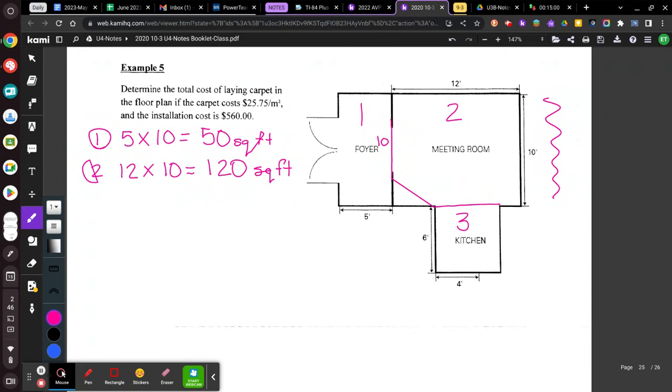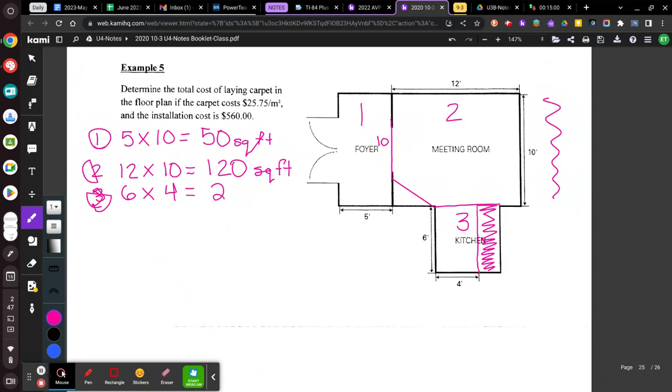And the third one, we have the kitchen. Now it isn't the entire kitchen. This part here is where the appliances and your countertops are going. So you don't need carpet in the entire kitchen. So the third object for the kitchen is going to be 6 times 4 to give us 24 square feet.